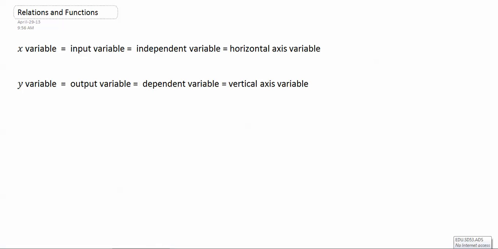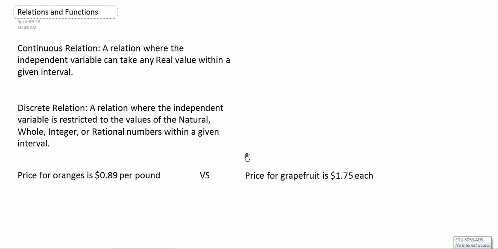So let's take a look at today's topic. We're going to be taking a look at a continuous relation versus a discrete relation. We're going to be defining a continuous relation in grade 10 as a relation where the independent variable can take any real value within a given interval, meaning that there's no gaps. A discrete relation is a relation where the independent variable is restricted to the values of the natural, whole, integer, or rational numbers within a given interval.